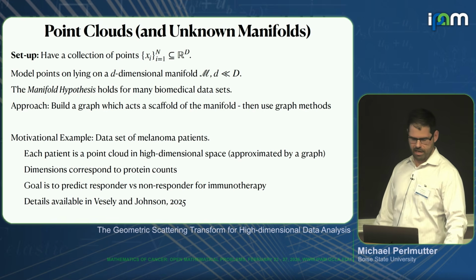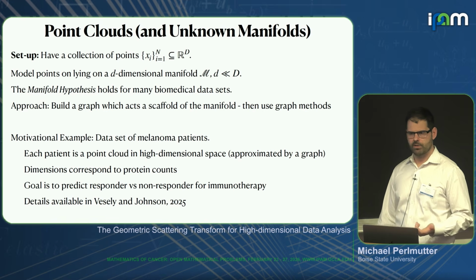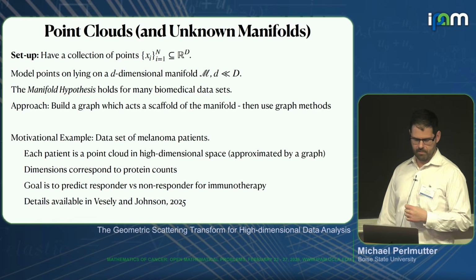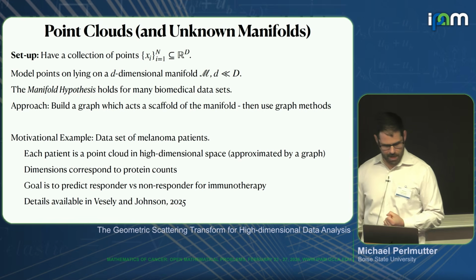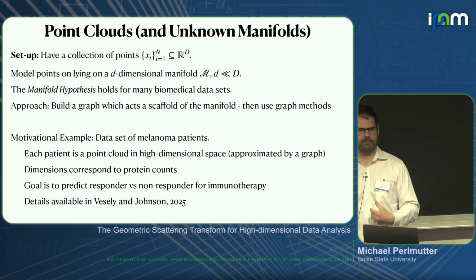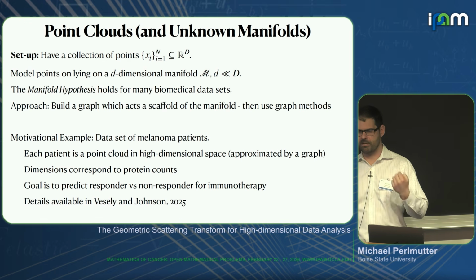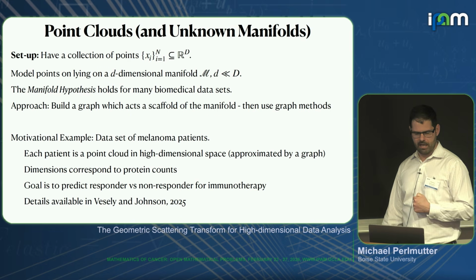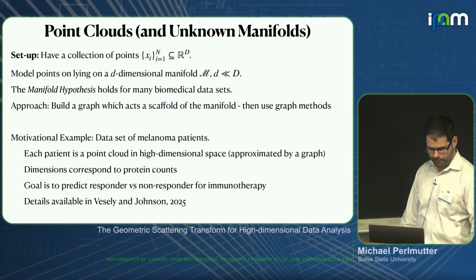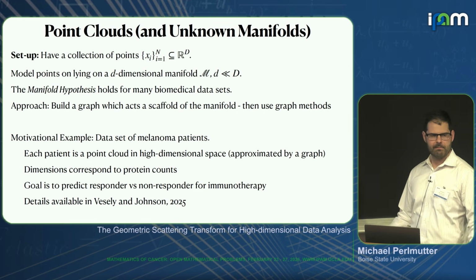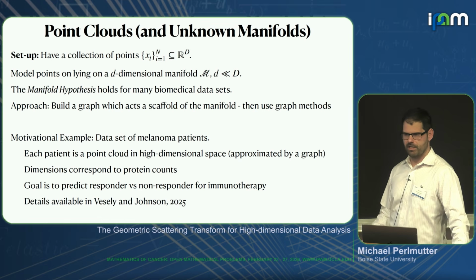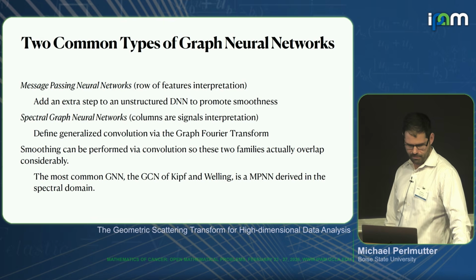Additionally, there are adaptations of this to manifolds or to point clouds subsampled from manifolds. So I'm going to reintroduce this melanoma data set where you've got a patient as a point cloud, where there are points in high-dimensional space. Each point is a cell. The dimensions are the protein counts. And we're assuming this data satisfies the manifold hypothesis. And then we approximate the manifold by building a graph from the data points, which acts as a discrete scaffold of the underlying unknown manifold.